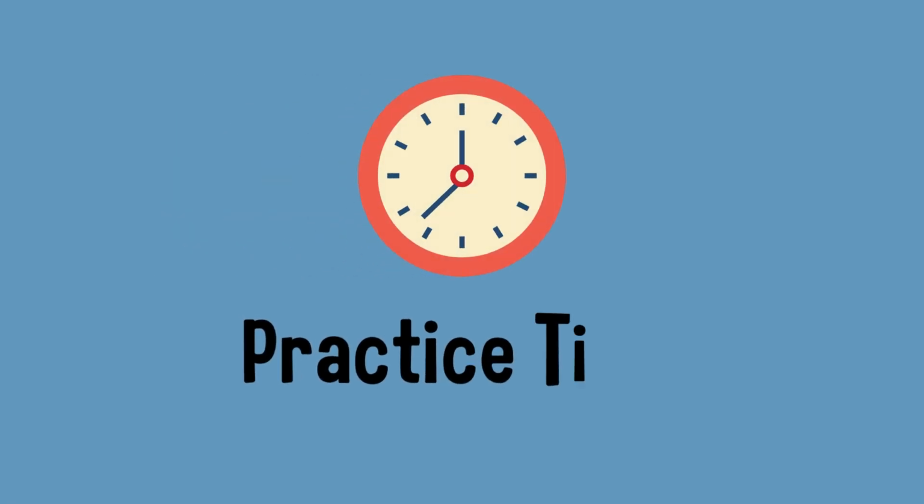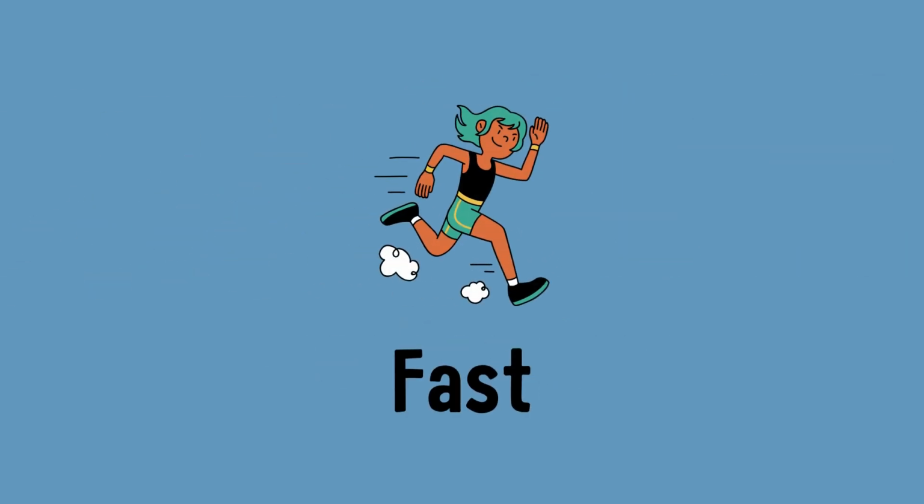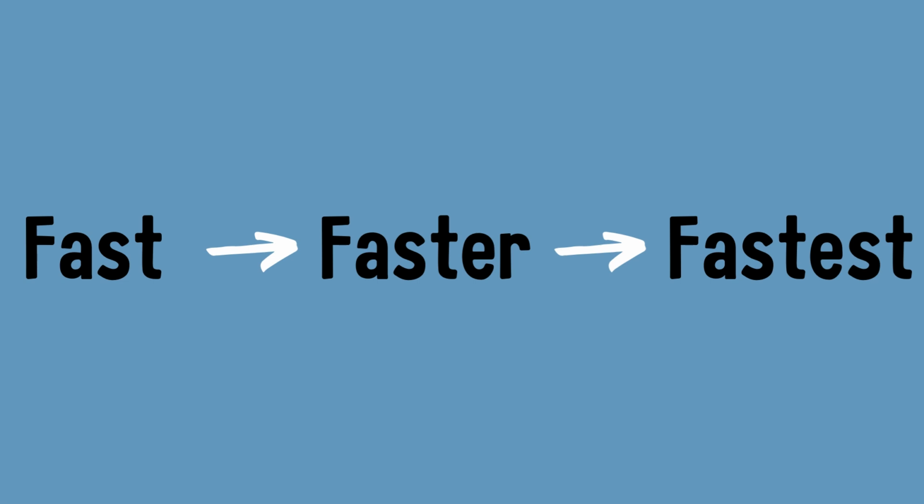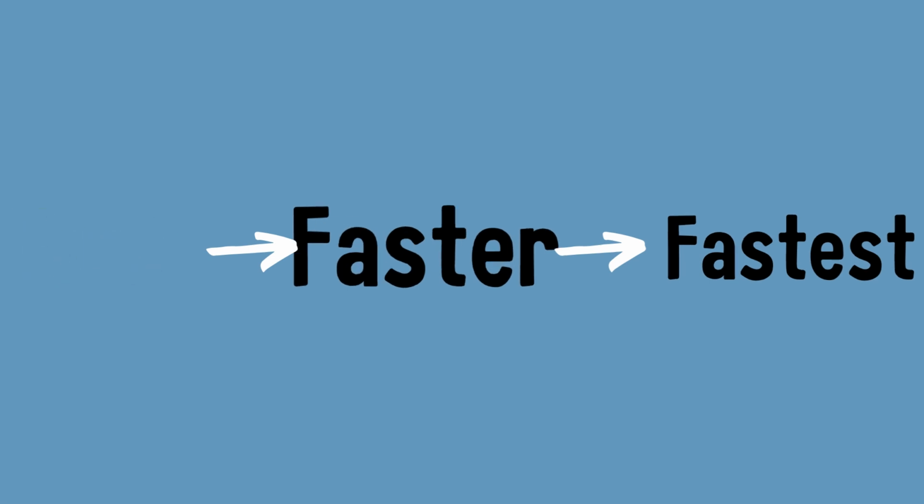Now let's practice. I'll show you some adjectives and I want you to think of the comparative and superlative forms. Ready? Here we go. First one, fast. What's the comparative and superlative? Think about it. That's right, faster and fastest. Great job.